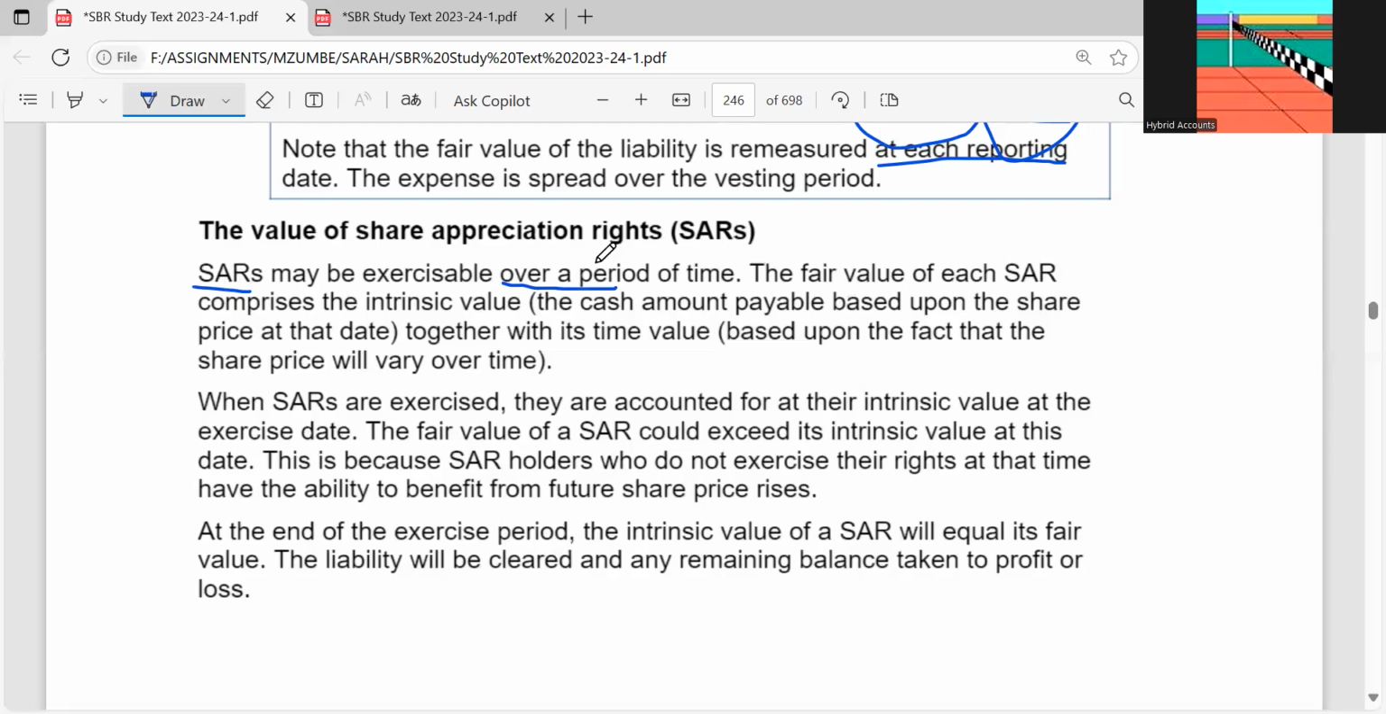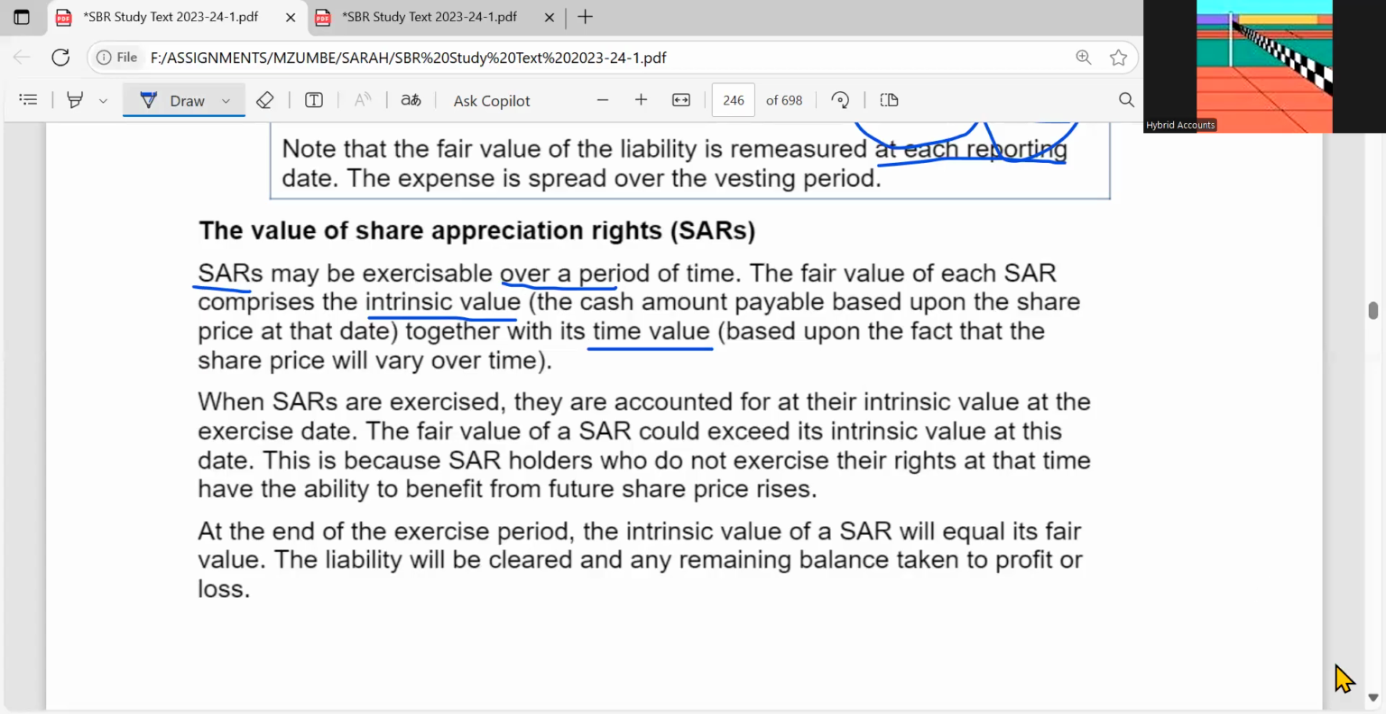The fair value of share appreciation rights now, it has two components. It has the intrinsic value, but also it has the time what? The time value, which you would have to consider. What do you mean by time value? You know, as the time gap is closed, the time value diminishes, and so at the end, you would have the two values equal, right?